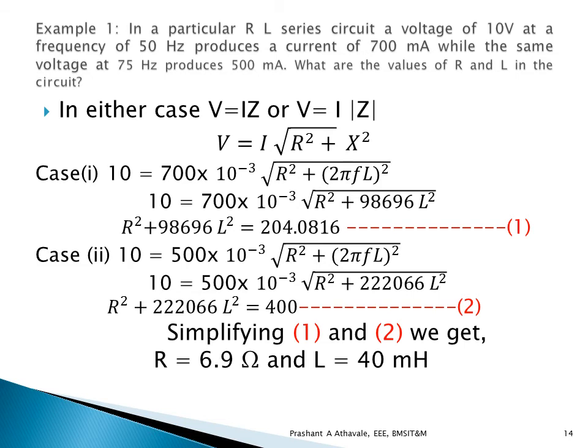Now 10 is equal to 700 milli into this part. Therefore you can rearrange the terms. You can bring 700 milli to the other side. Then you can take the square, and if you rearrange the terms, you will get equation 1. I have marked equation 1 as R square plus 98,696 L square equal to 204.08. So this is our expression 1.